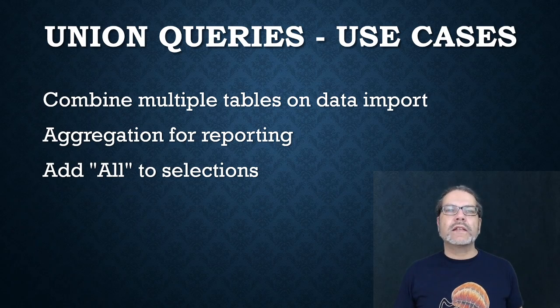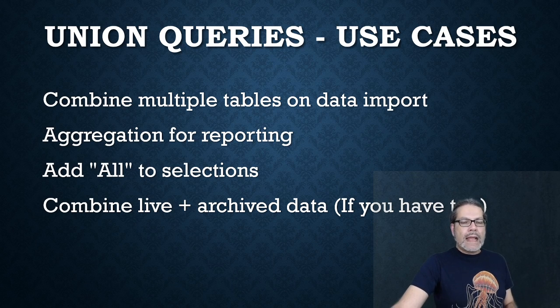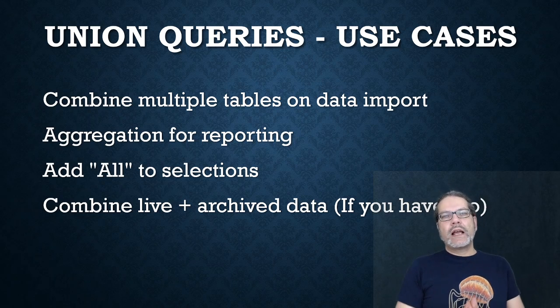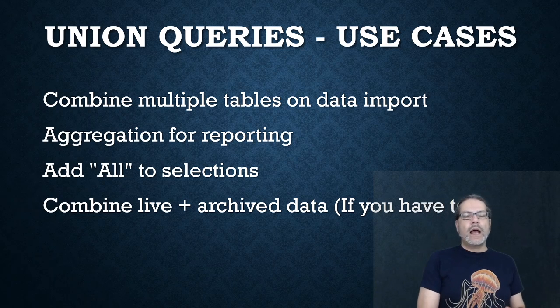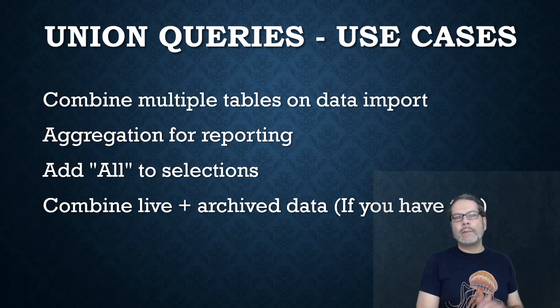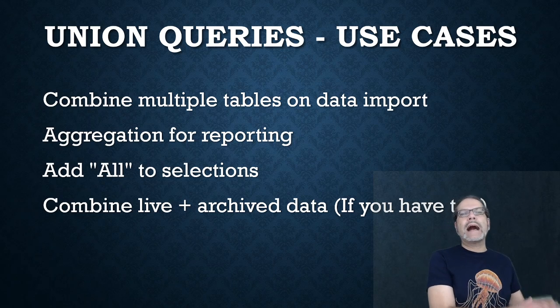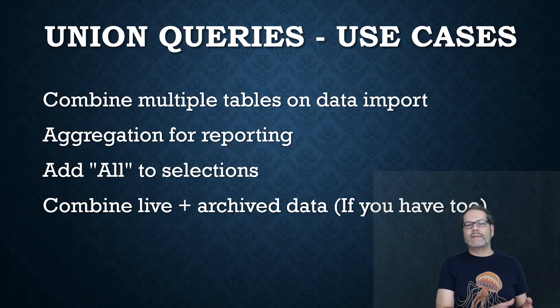You can use union to add an all line to selections, and I will show that in a second. And finally, you could use that to combine archive data with live data. Like you have a really huge customer database, but some of the customers haven't ordered for years, and you will want to keep them for documentation purposes, or maybe they come back and order again in the next couple of years, but you want to remove them from your active data set and put them in a separate archive database, especially if you are near the 2 GB file size limit of Access.